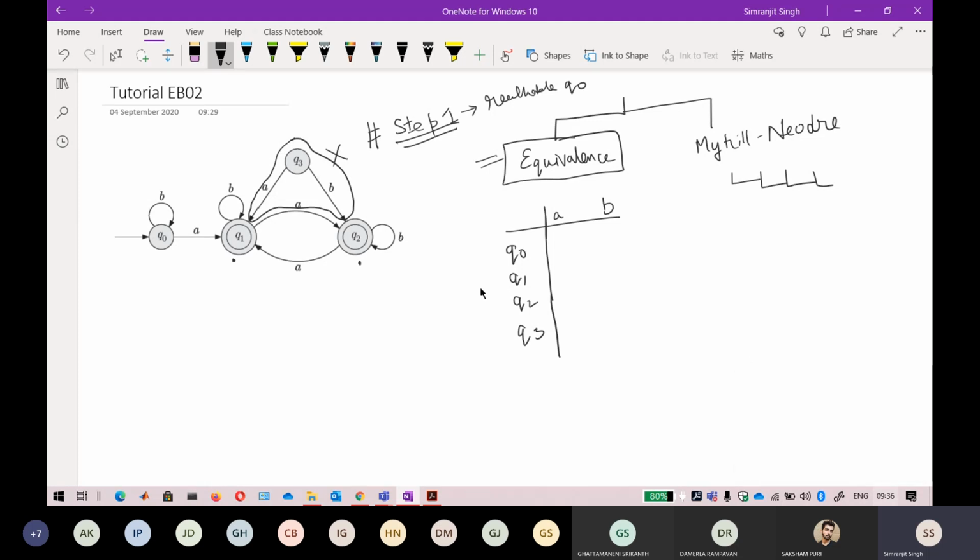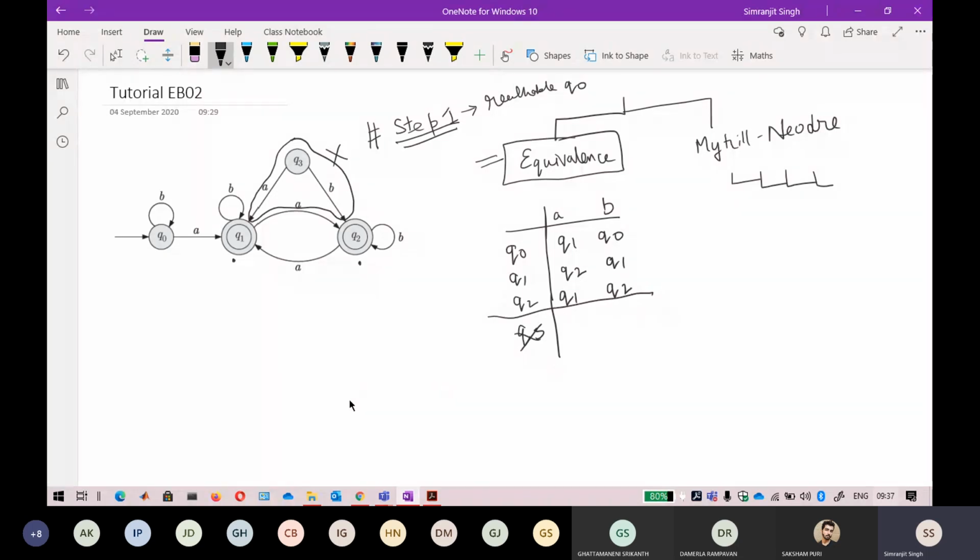Now just write: from Q0 on A it's going to Q1, on B it's staying at Q0. Q1 on A is going towards Q2, and on B it is staying at Q1. Q2 on A is going towards Q1 and on B is staying at Q2. Q3 is not there because we have deleted it. So now there are only three states.